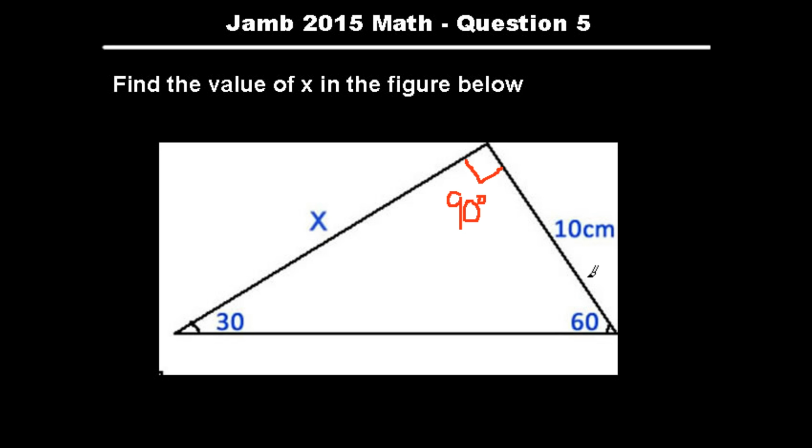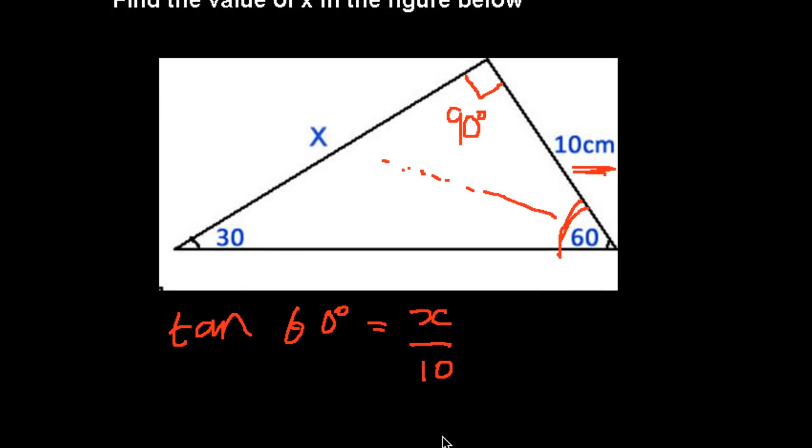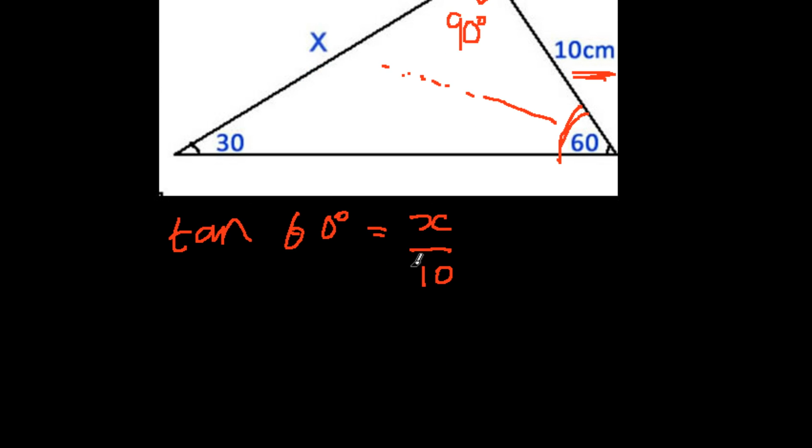So for example, if we wanted to find the tangent of 60 degrees, this angle here, it is going to be equal to the opposite side, which happens to be x, over the adjacent side. So the side adjacent to the 60-degree angle is this 10 centimeters. We have quickly been able to draw a formula that can help us solve this problem.